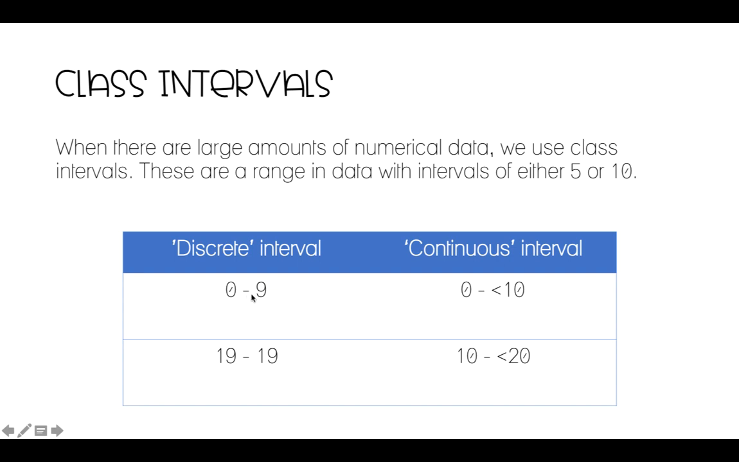But if it's continuous, we say 0 to less than 10 because 9.999 could fit into that first class, whereas it doesn't fit in here because this goes up to just 9, or 10 to less than 20. So we use less than when we're talking about continuous data.